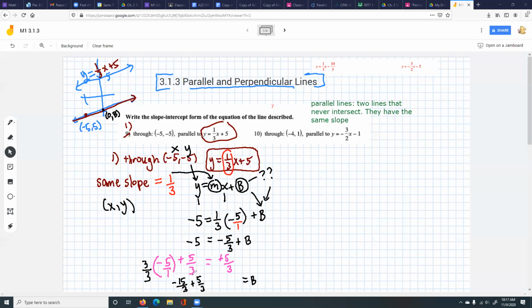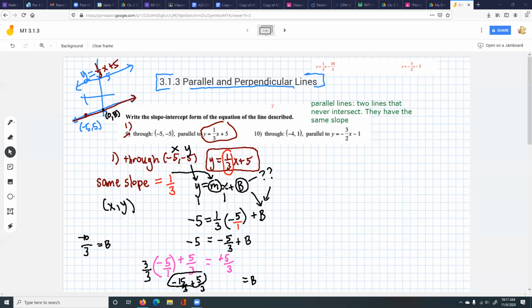Well, what is -15/3 plus 5/3? Well, the thirds is going to stay the same. Let's do it over here. And -15 plus 5, that is going to be -10, -10/3. So b is -10/3. That's our b value. So we found b, yay.